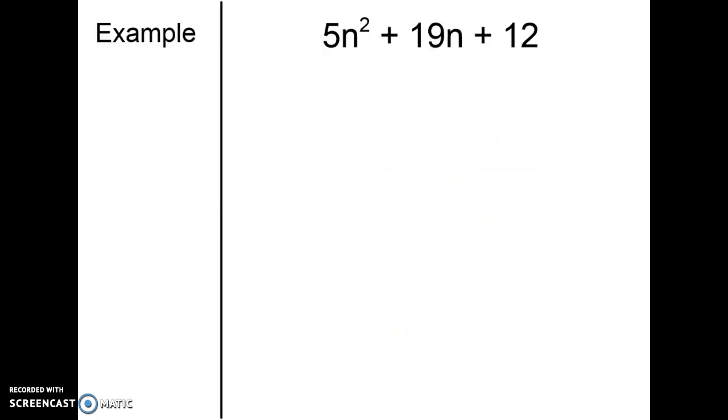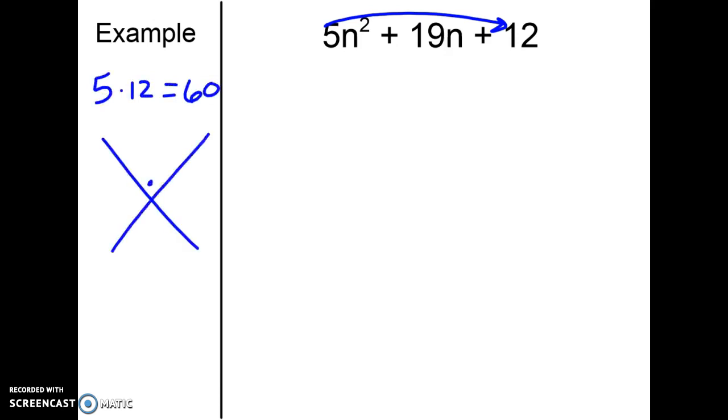This example is 5n squared plus 19n plus 12. 5 and 19 are primes here, so there's not going to be any common factors. We have 5 times 12. That's the start of our AC method. 5 times 12 is 60. And then what we need to do is find factors of 60 that add up to 19.